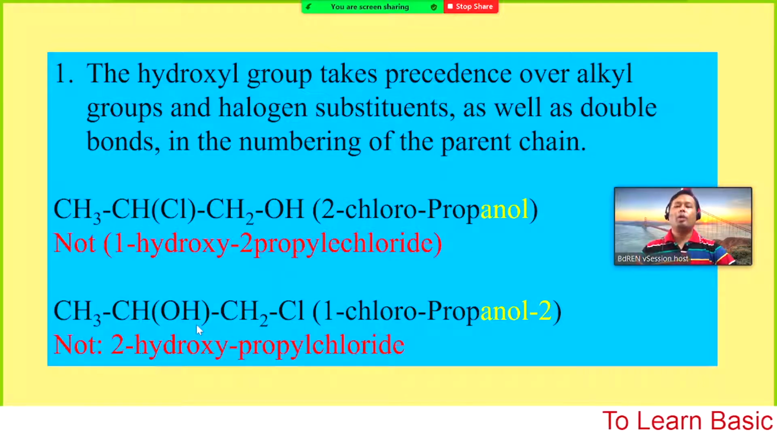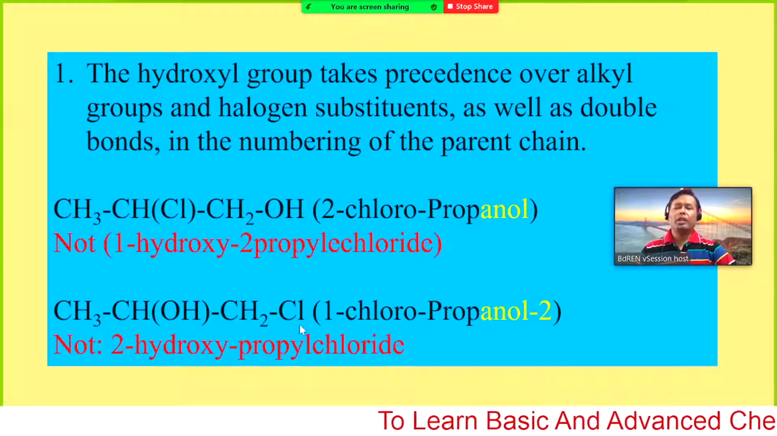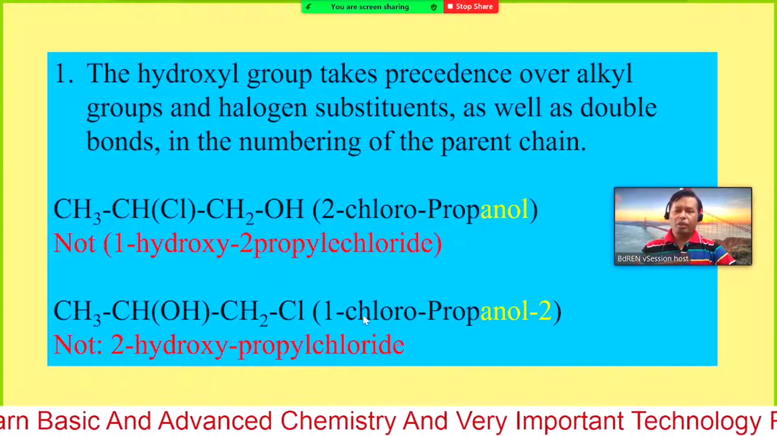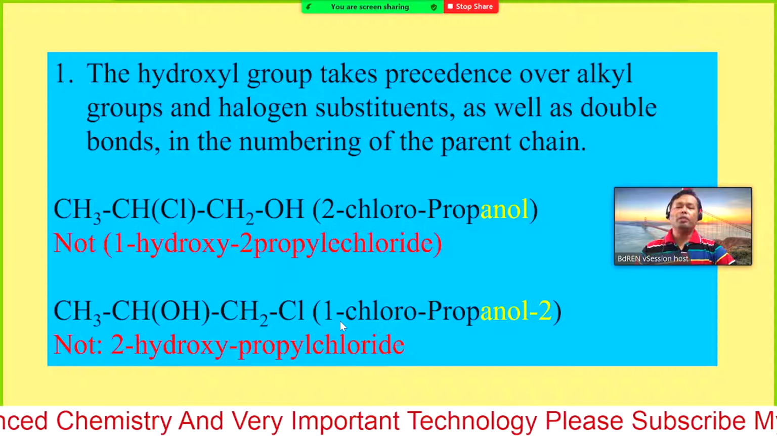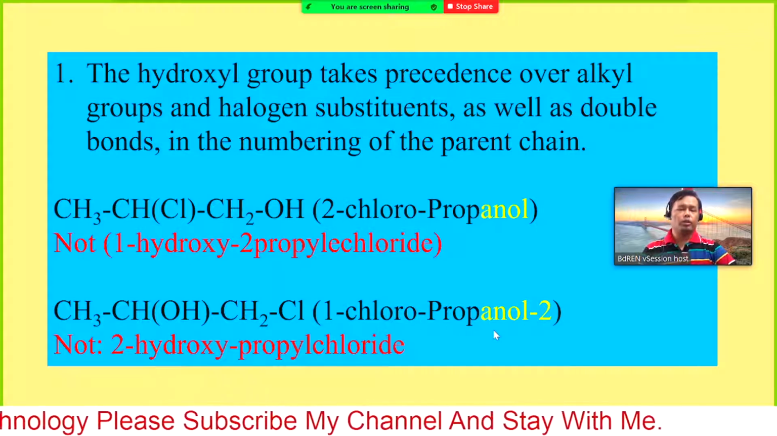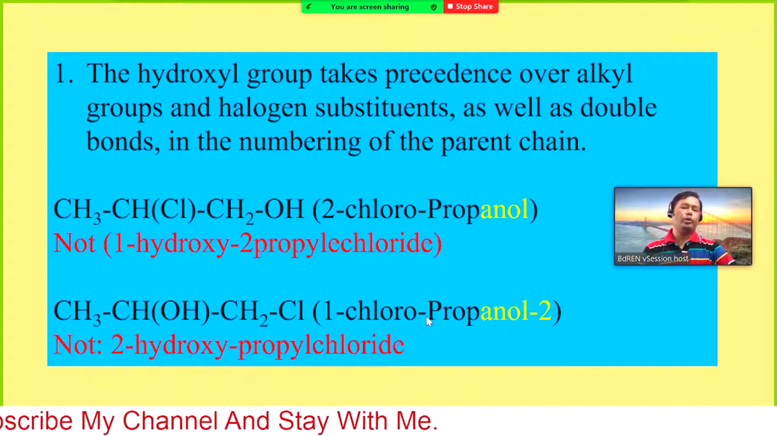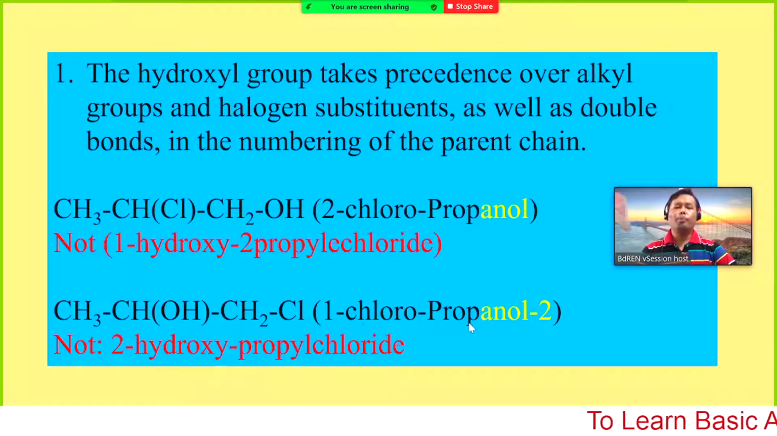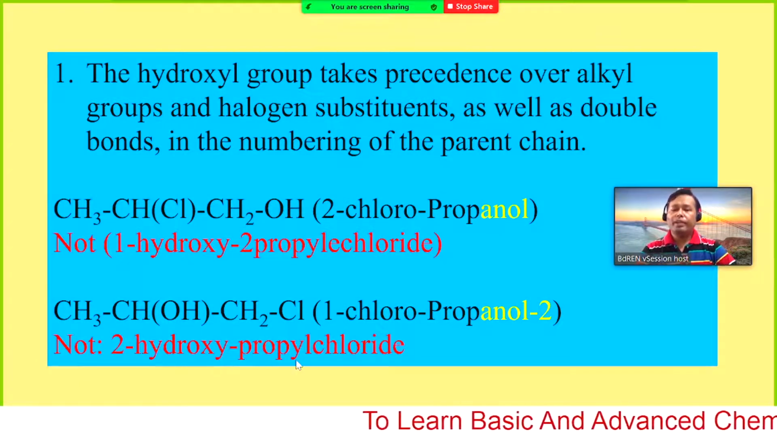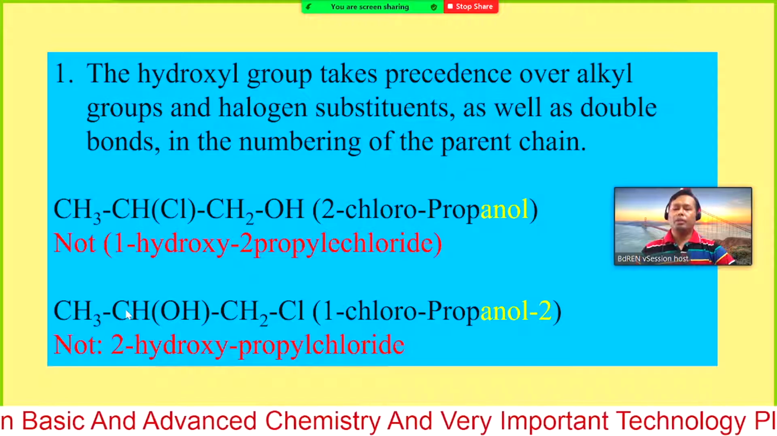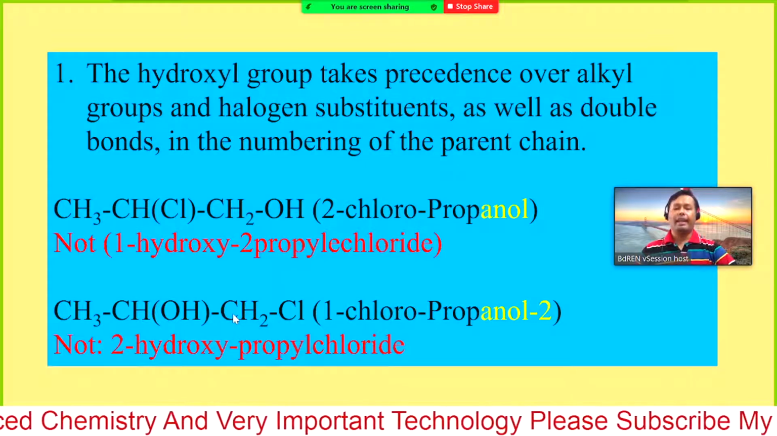So the overall name of the compound becomes, first mention the position of the substituent with the number. So 1-chloro, and then, one thing, as this is in the 1 position, you may not need to mention the 1, so you can write chloropropanol 2, that is also okay, or even 1-chloropropanol, that is also okay. But as I mentioned in the previous name, I am not mentioning the position 1, so you can omit this 1. So that should be chloropropan-2-ol, not the 2-hydroxypropyl chloride, because we are giving the preference to the hydroxyl group to make the compound an alcohol, not the alkyl halide.